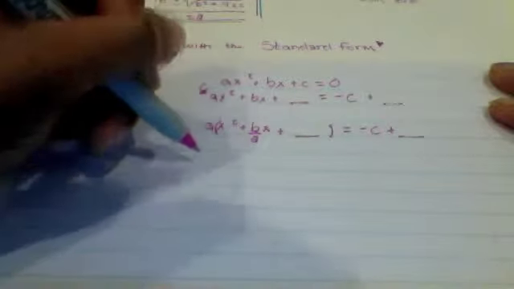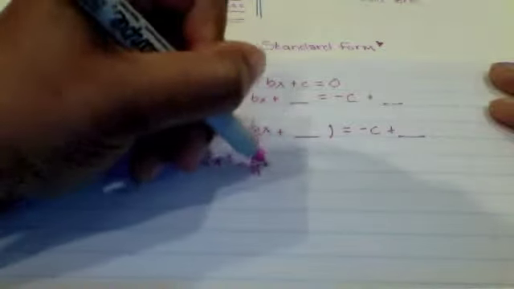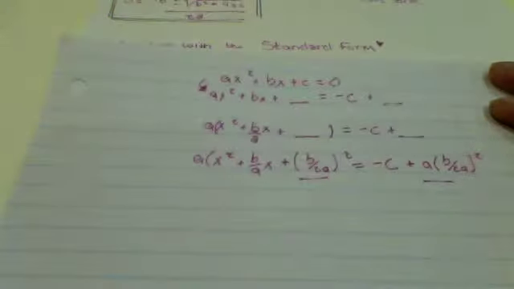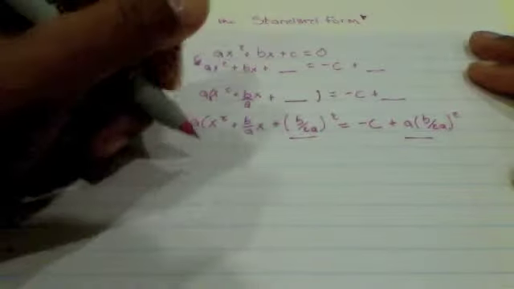What's going to be in that unknown space is going to be equal to b over a divided by 2, squared. And that's true for any situation when you're completing the square. Now remember that whatever you do on one side, you have to do to the other. So you're going to multiply out a times b over 2a squared and put it on the right side of the equal sign so that whatever happens on one side always happens to the other.